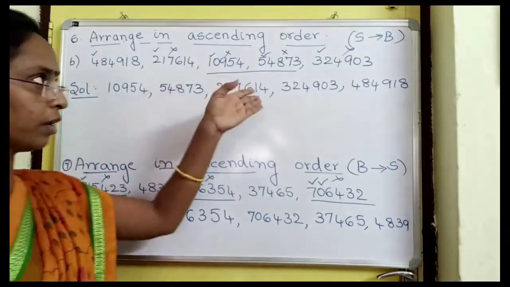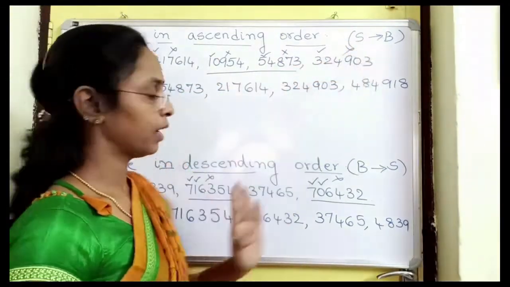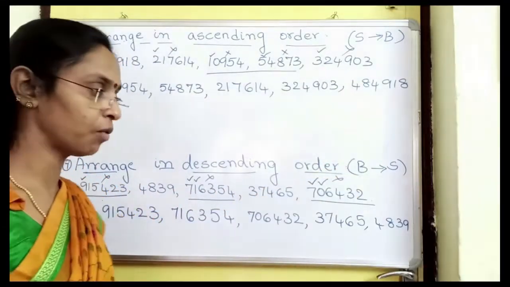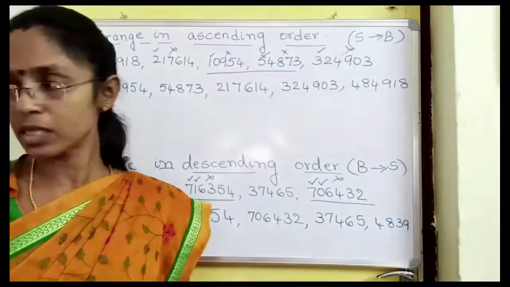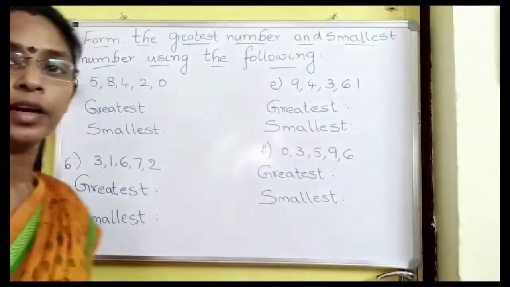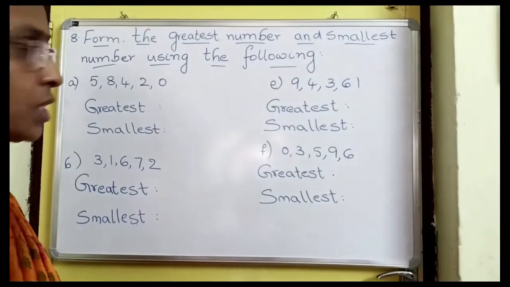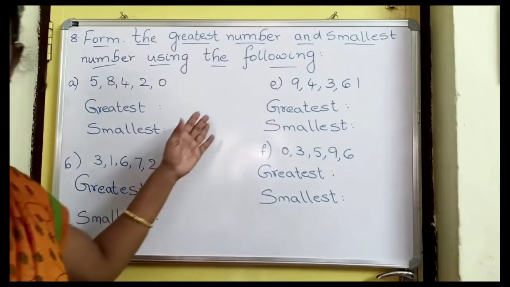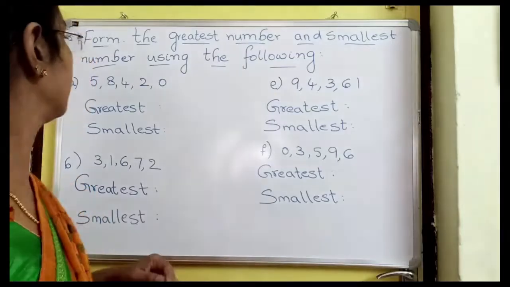Ascending order means from small to big. Descending order means big to small. Okay children, this is how you compare the numbers. Now let us do our next question, children. Now form the greatest number and the smallest number using the following digits given.